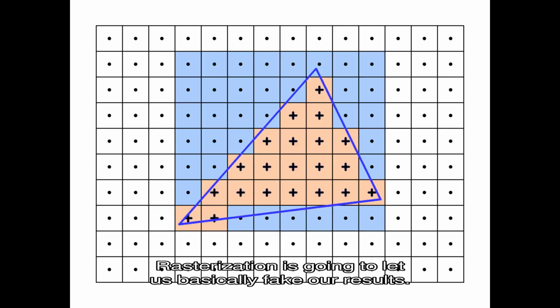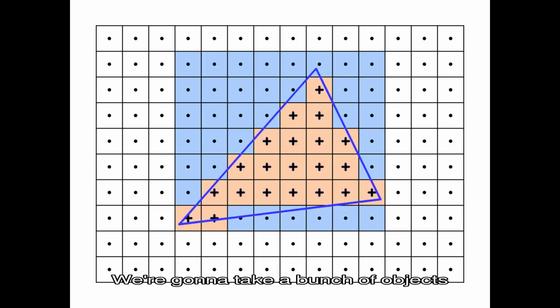Rasterization is going to let us basically fake our results. We're going to take a bunch of objects made out of triangles, which is the shape that our GPUs are specifically designed to handle, and we're going to project them onto our screen. The first assignment will actually just be rendering a blank, flat color. Then after that, we're going to render a single triangle. Then from there, projects will obviously become more complex, but also a lot more fun.